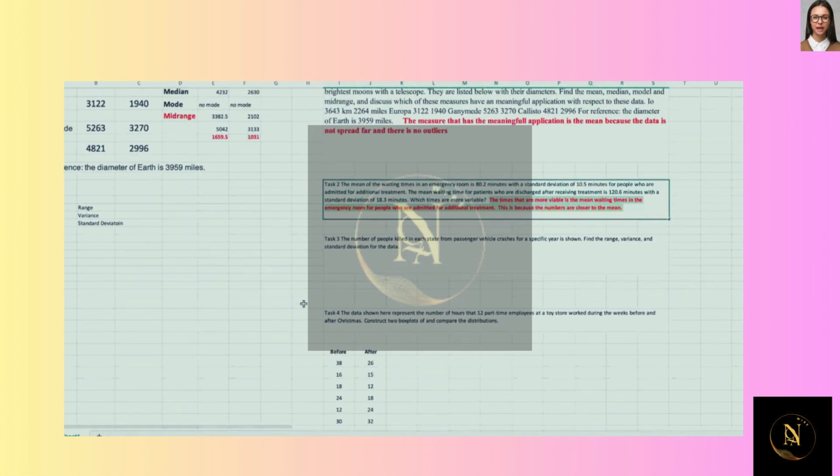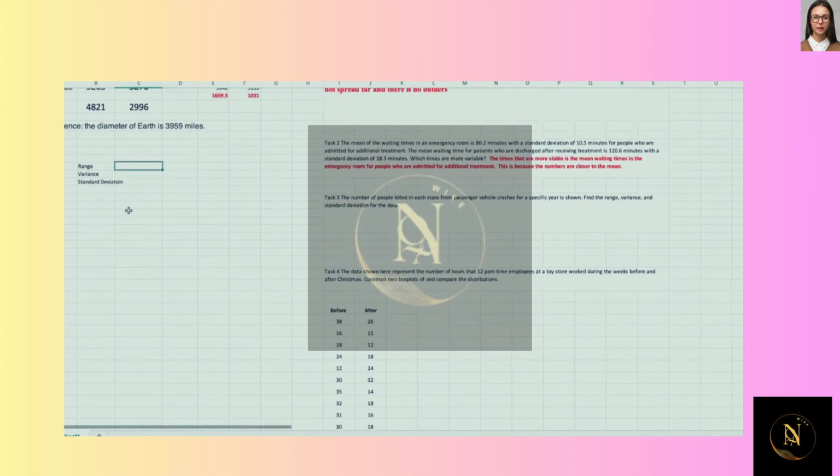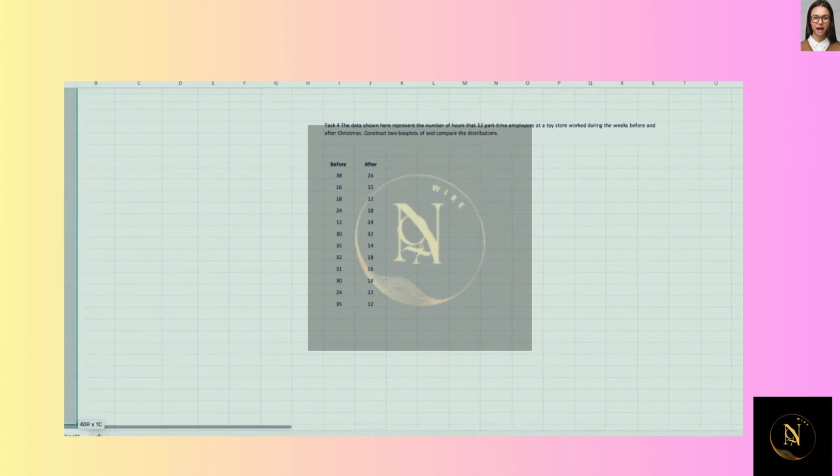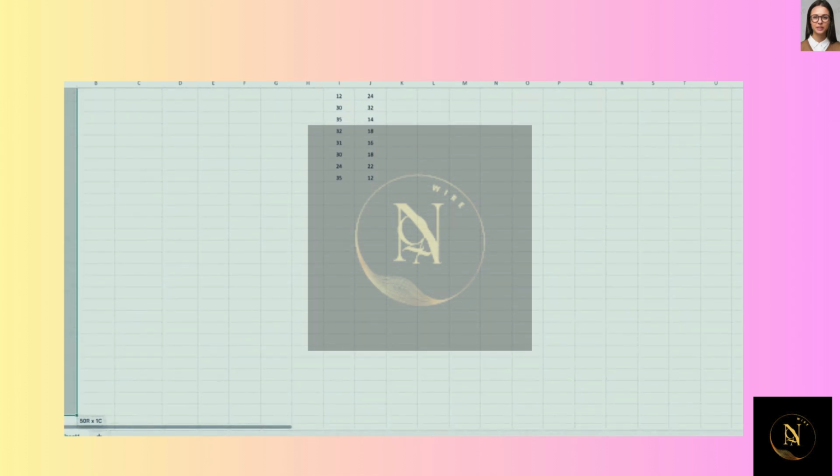Task 3, the number of people killed in each state from passenger vehicle crashes for a specific year shown. Find the range, the variance, and the standard deviation. To find the range, the first thing I'm going to do, and you can do this too at home, is take this data and sort it from least to greatest.